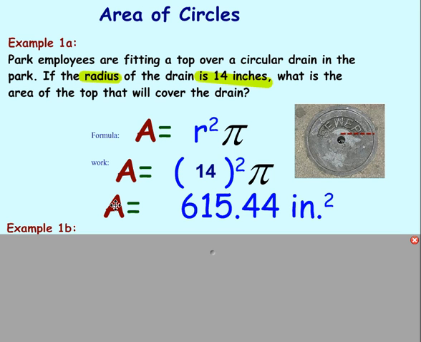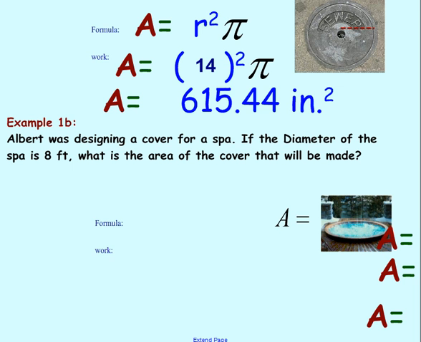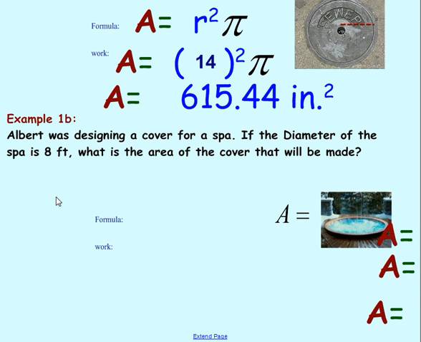Now again, I've got another one for you. If you do need a little bit more practice, like I said, you might want to hit the pause button. Going to cover the spot right here. The diameter is 8 feet, so it's all the way across. So it's one of the smaller ones. What is the area of the cover that needs to be made? Type out your formula.